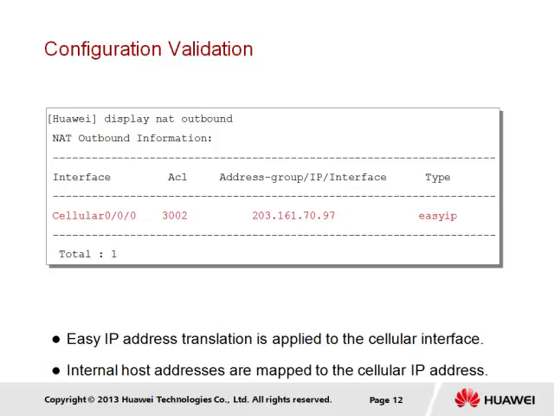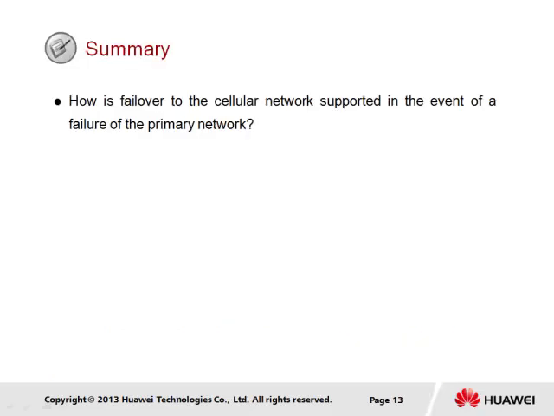So in summary for this section then, we just have one question here, and it asks, how is failover to the cellular network supported in the event of a failure of the primary network? Well, the configured default IP static route will act as a last resort for the traffic in the routing table, and should it be used, will forward traffic to the cellular interface. This will cause the dial control center to initiate the failover connection over the cellular interface with negotiation performed using PPP.